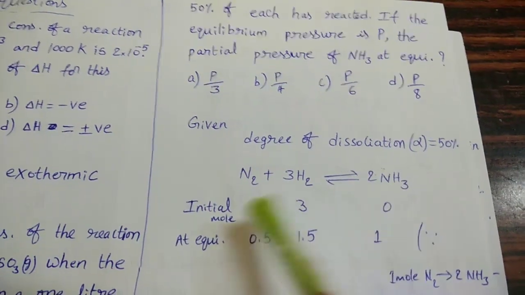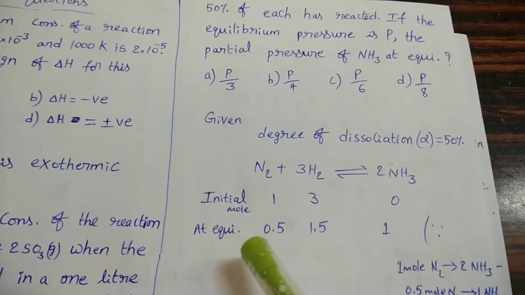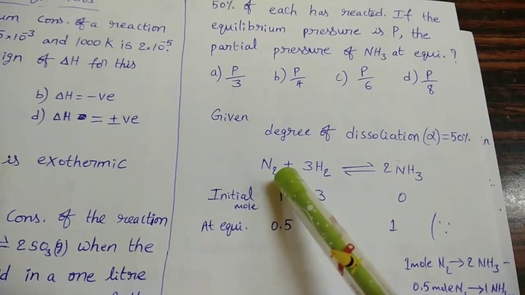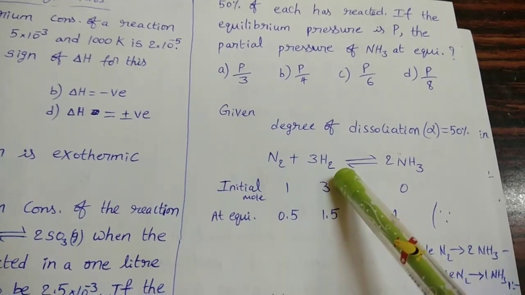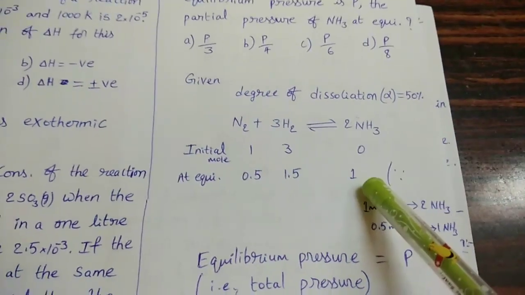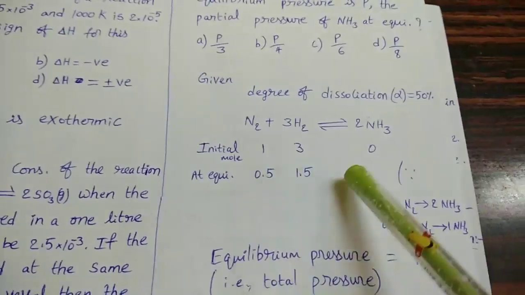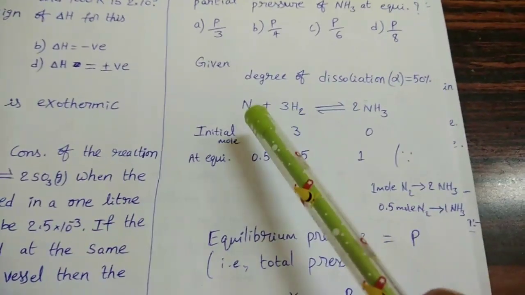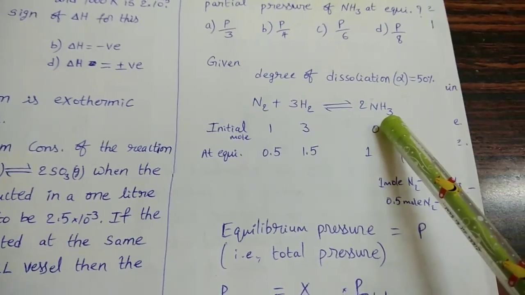This is the given equation. Initial moles for this 1, for this 3, for NH3 0. At equilibrium, from this 50% means what is the remaining? 0.5. From this 50% remaining 1.5. Now for this one, how can we get 1 mole of NH3 at equilibrium? Means, see this. According to the balanced equation, 1 mole of N2 produces how many moles? 2 moles.